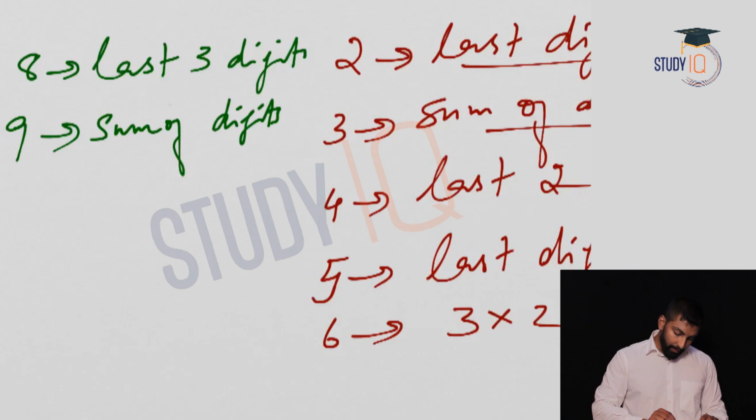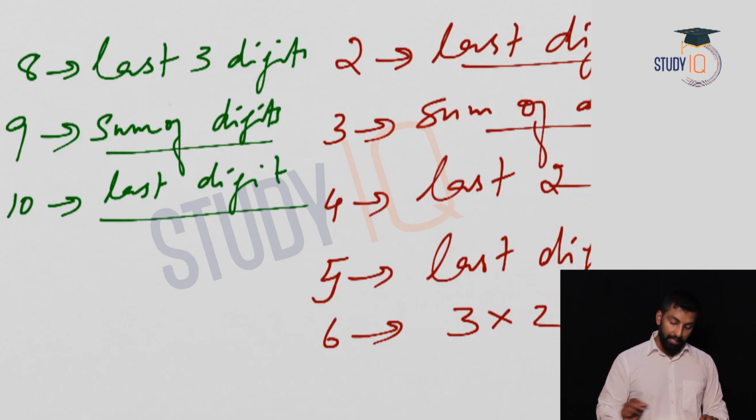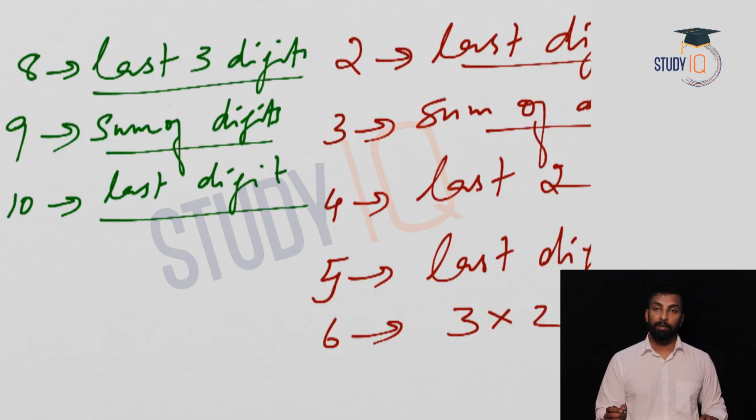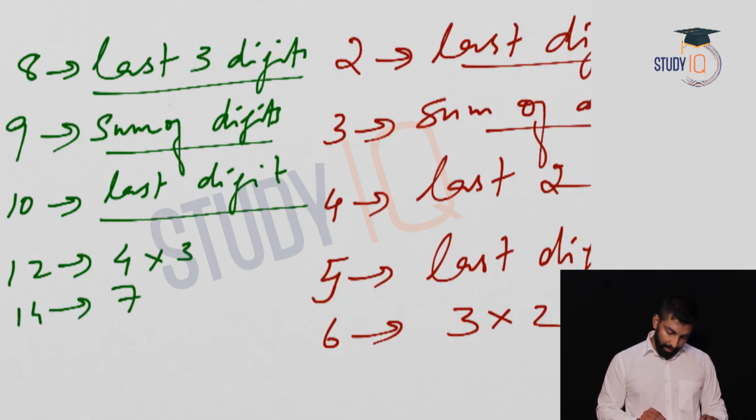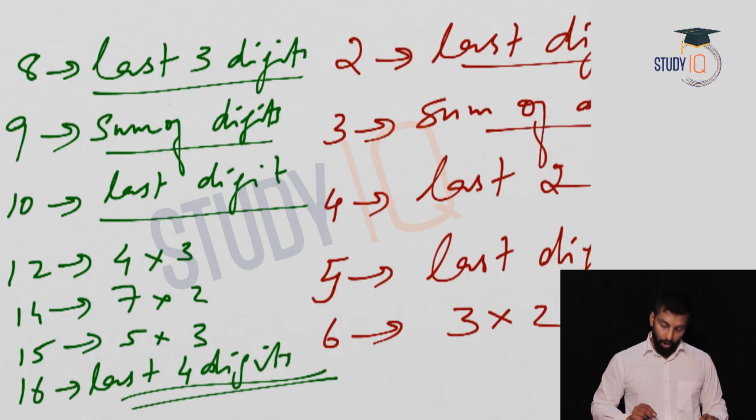I'm not writing that. Divisibility of 10, last digit. Okay, so last digit must be 0. Then for 8, last 3 digits must be divisible by 8. These are the divisibility rules. Now 11 we will do now. 12, I told you this is 4 into 3. 13 we will do. 14 is 7 into 2. 15, 5 into 3. 16, last 4 digits. Okay, so I hope all of you understood the divisibility of these numbers.